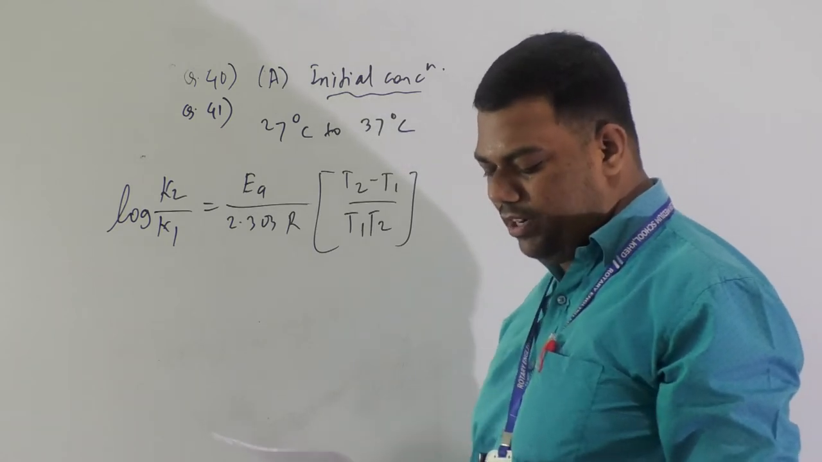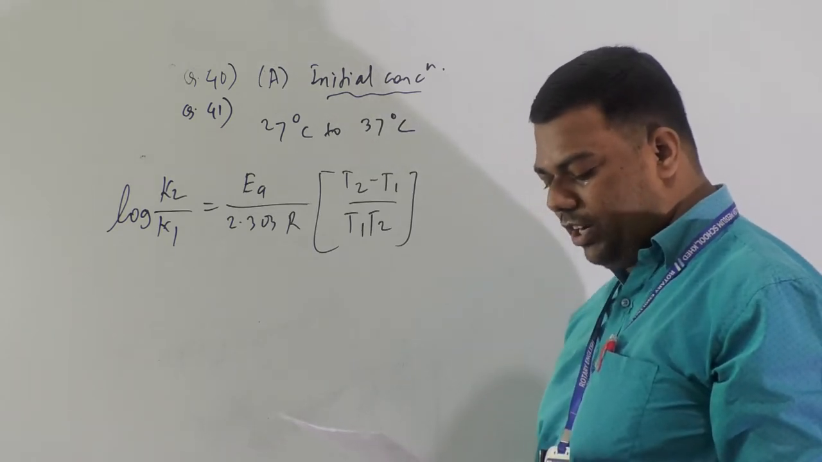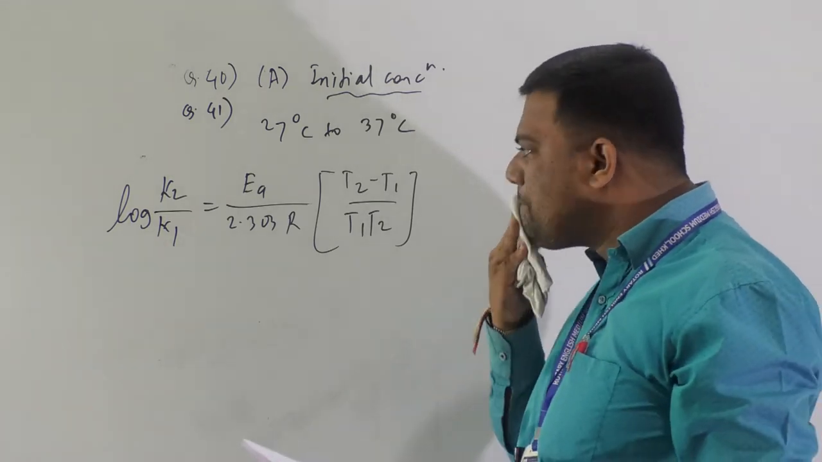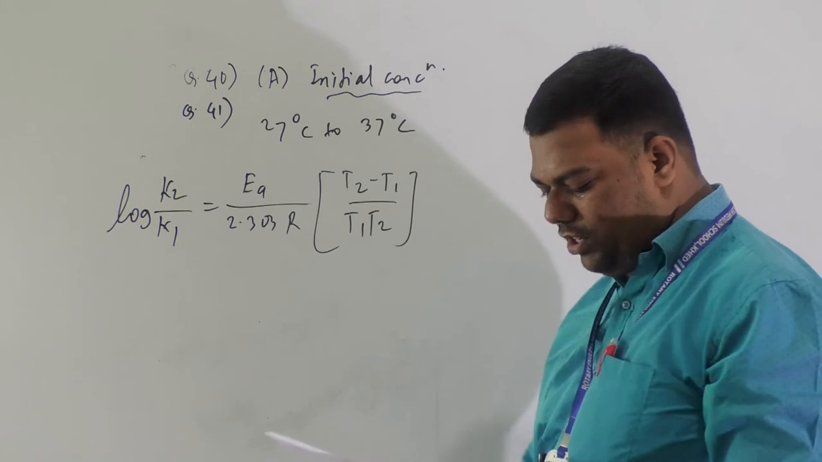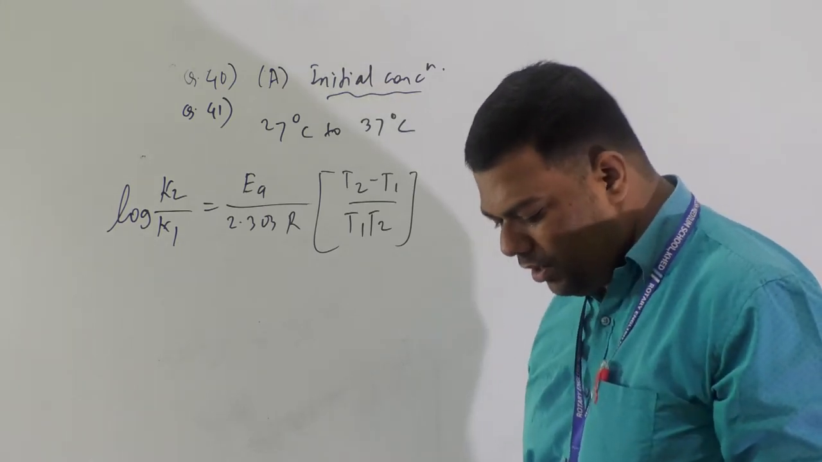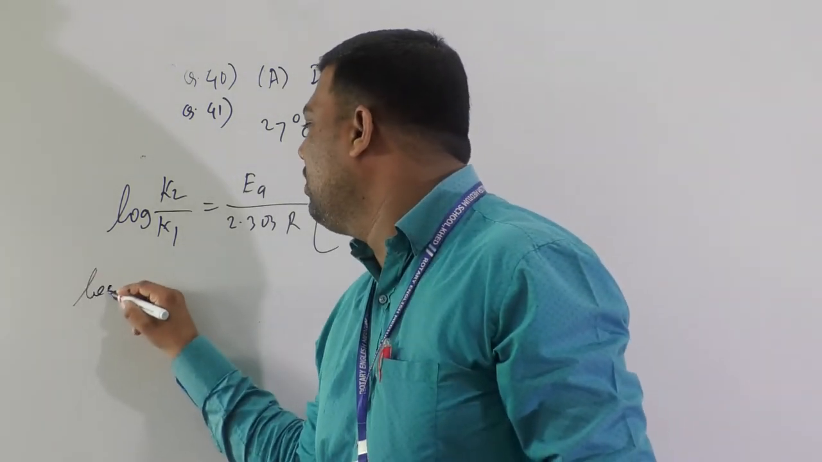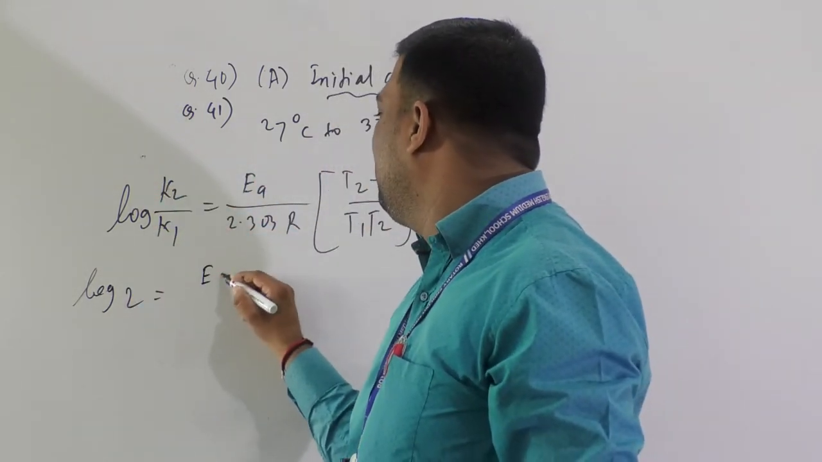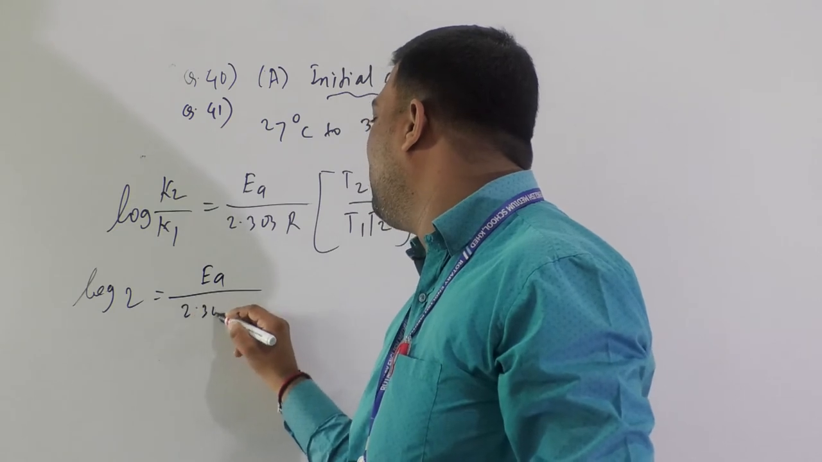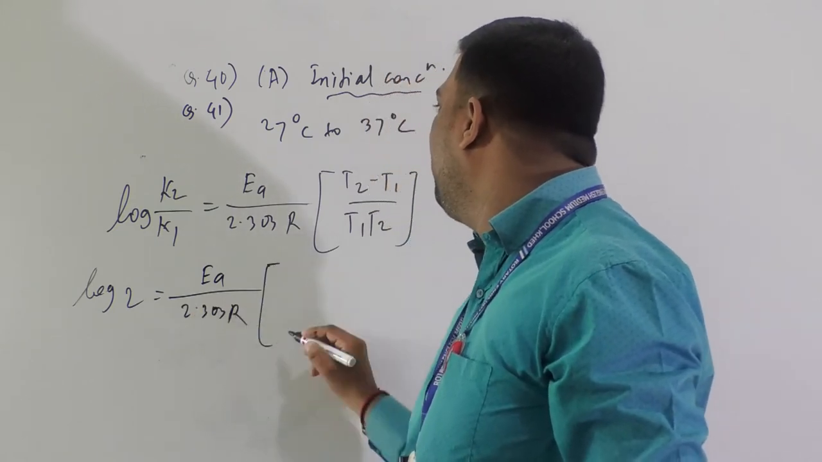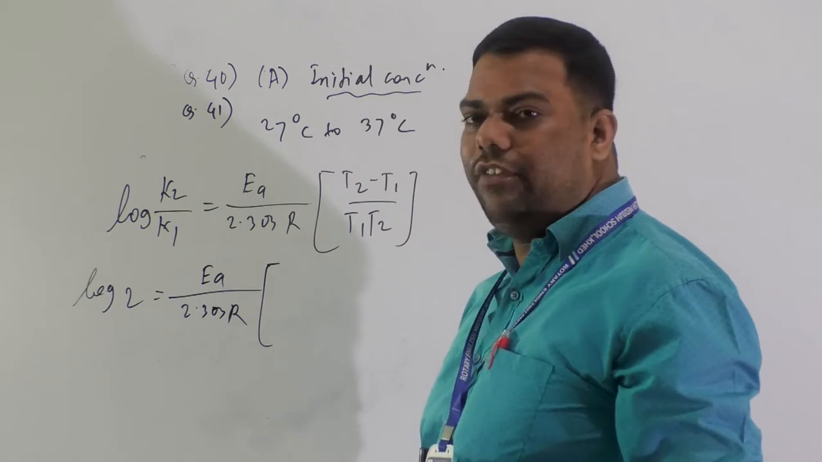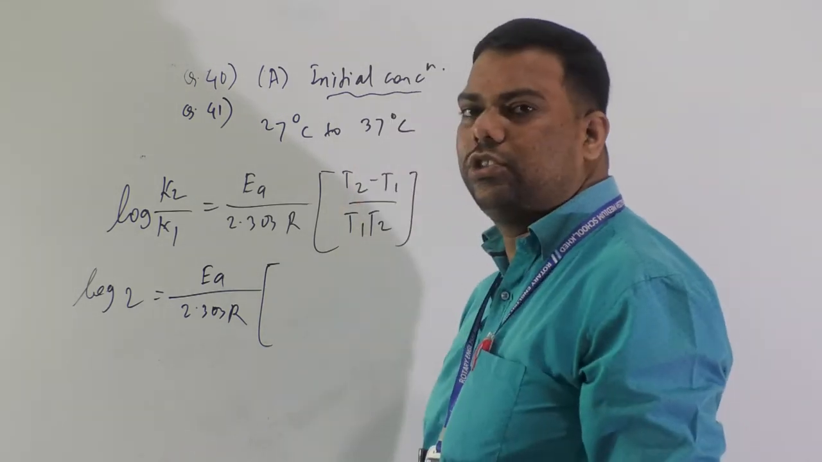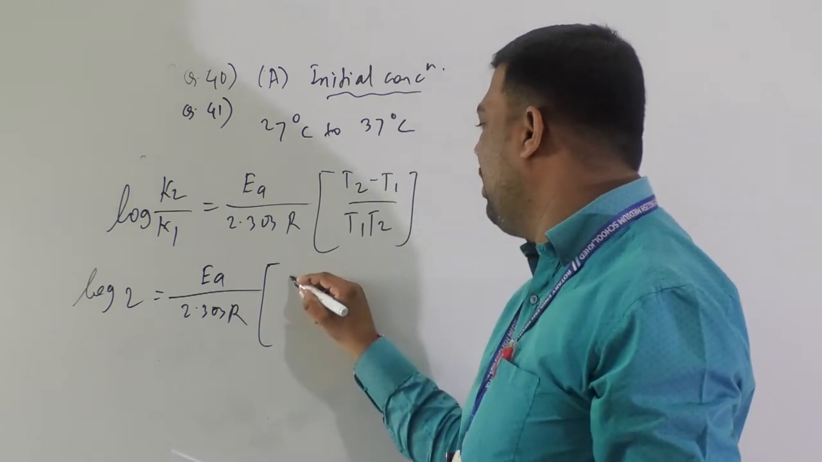The rate constant is given as doubled when the temperature increases from 27 degrees Celsius to 37 degrees Celsius. So here you can write log 2 equals Ea divided by 2.303 R. T2 we want in Kelvin, so 37 plus 273. You will get how much?